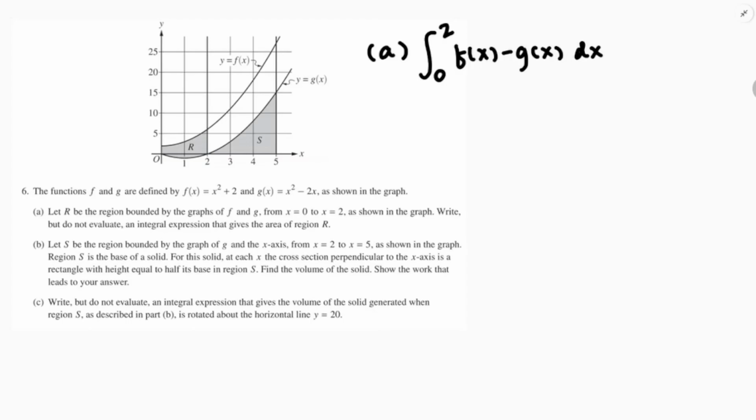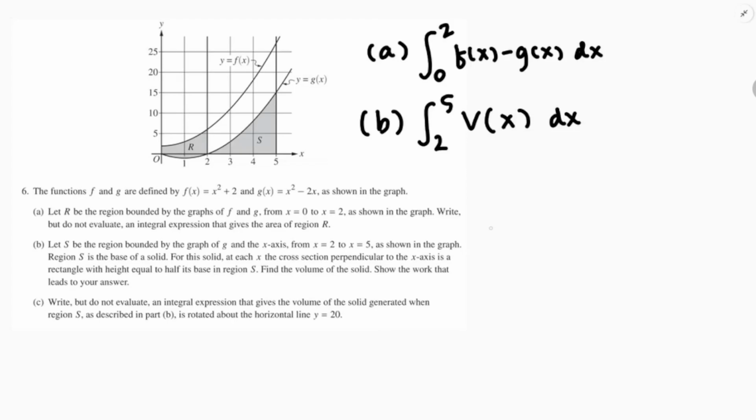Let S be the region bounded by the graph of g and the x-axis between 2 and 5, as shown in the graph. S is the base of a solid. For this solid, at each x, the cross-section perpendicular to the x-axis is a rectangle with height equal to half its base. Okay, so it's going to be a rectangle, and we're going to do our usual process on this. We know that because we're going perpendicular to the x-axis, we are going to be integrating with respect to x, so it's going to be the integral from 2 to 5 of volume. Now, volume is going to need to depend on x because we're integrating with respect to x, but we're going to have to come back and do some work here.